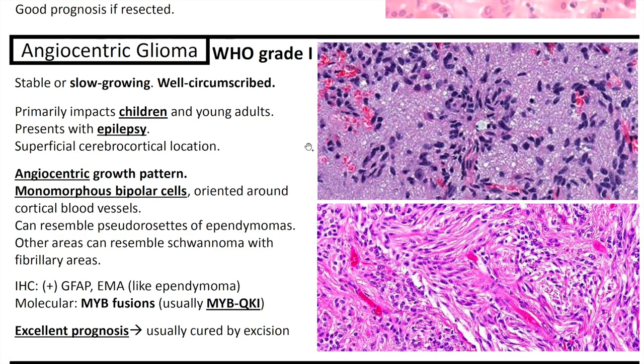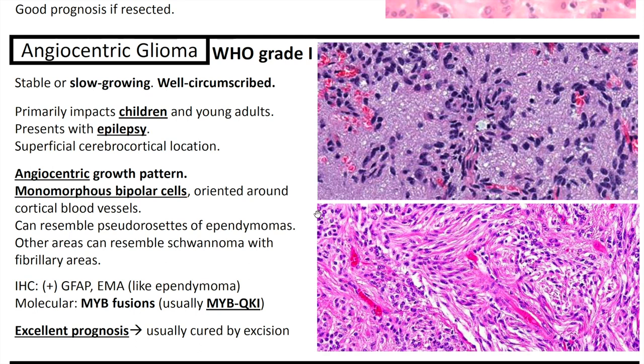Angiocentric glioma is WHO grade 1, stable or slow growing, and well circumscribed, primarily impacting children and young adults, presenting with epilepsy and in a superficial cerebrocortical location. As the name suggests, it has an angiocentric growth pattern with monomorphous bipolar cells oriented around cortical blood vessels. It can resemble pseudo-rosettes of ependymomas, with other areas resembling schwannoma with fibrillary areas.